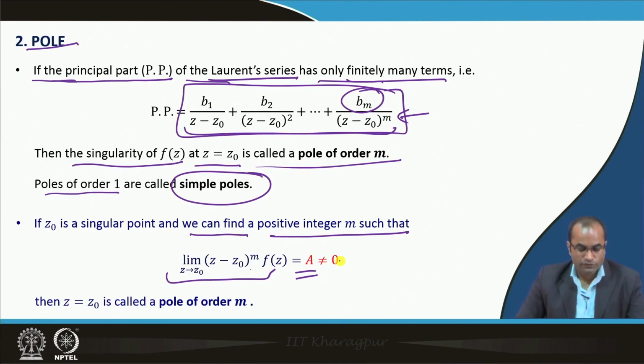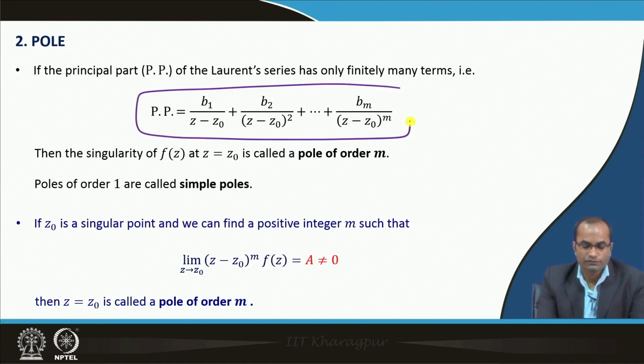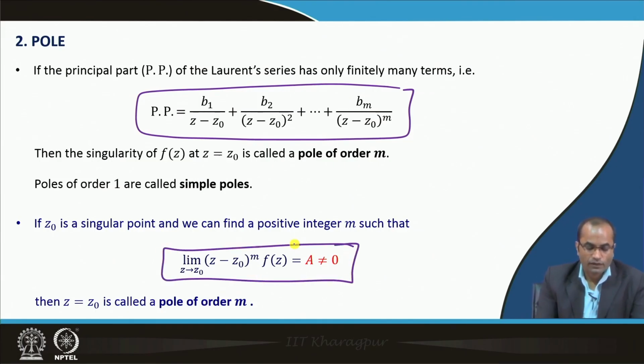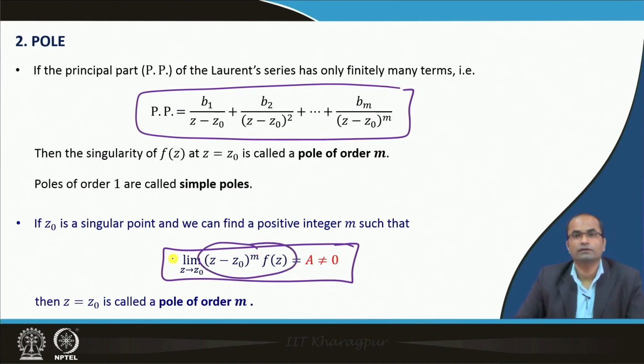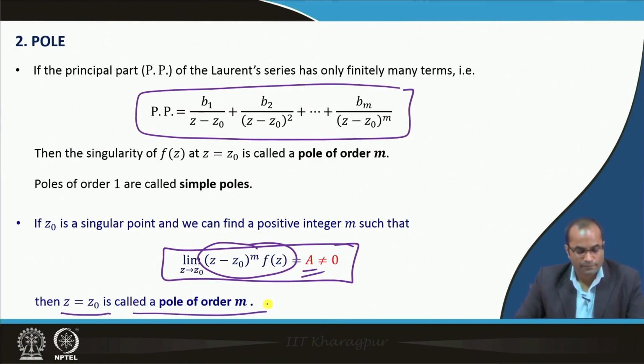So, again here we have the two approaches to classify. One is using the Laurent series. If we find that the Laurent series has only finitely many terms, we will classify such a point as a pole of order m. Or the other approach: if we can find a positive integer m such that (z minus z_0) to the power m times f(z) is some constant a which is not equal to 0, then this z equal to z_0 is called a pole of order m.